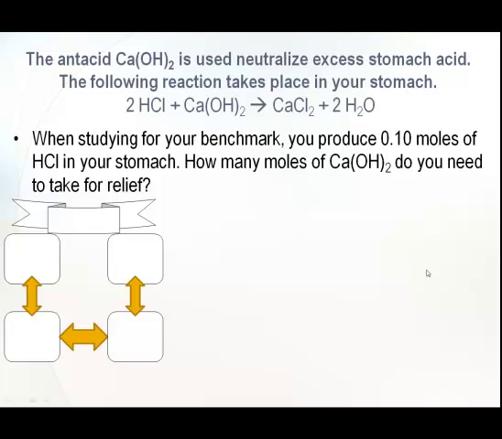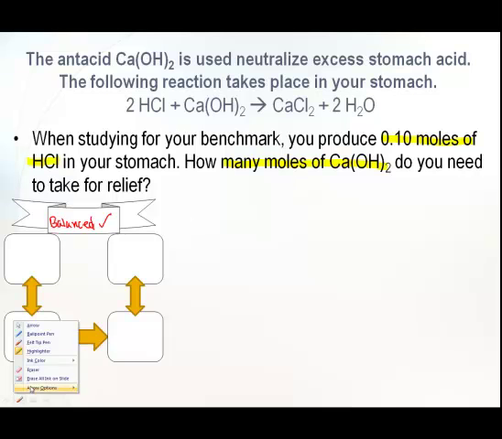So anytime we do a stoichiometry problem, first step is always to check to see that we are balanced. And in this case, we are. You're given a balanced equation. Now we're going to have to figure out how many moles of calcium hydroxide I need to take. So I'm starting with my given here, which is going to be 0.1 moles of HCl. What I want to find is how many moles of calcium hydroxide.